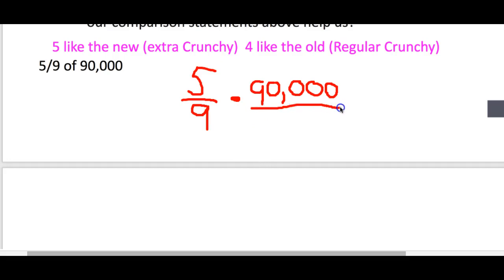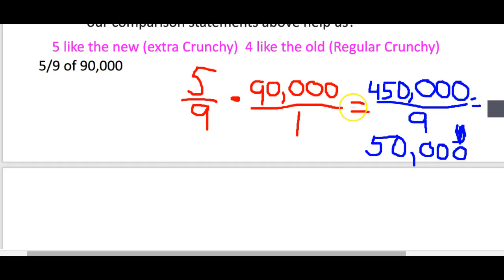You draw a line under it for your fraction bar and you make it 1. That's the same thing. And then you multiply straight across. So I'd like you to try to figure out 5 times 90,000 and 9 times 1 and work that out here. And then if you don't like doing it this way, use a tape diagram or try and do both. And let's see what answer you come up with.